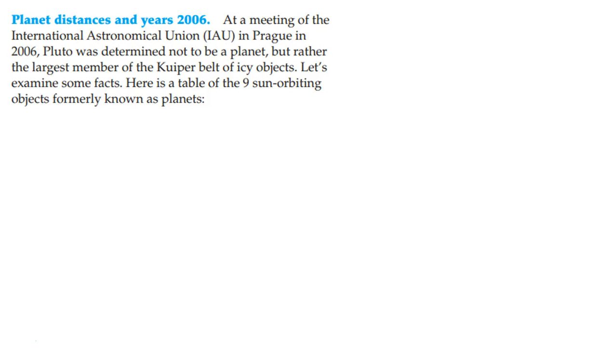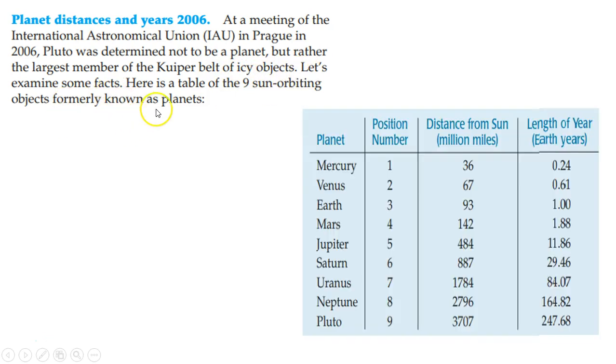But it says here, at a meeting of the International Astronomical Union in Prague in 2006, Pluto was determined not to be a planet, but rather the largest member of the Kuiper belt of icy objects. All right, let's examine those facts. Here's a table of the 9 sun-orbiting objects formerly known as planets. So here they are, the planets, the numbers and the position. This is the distance from the sun, in million miles, and the length of year, in Earth years.